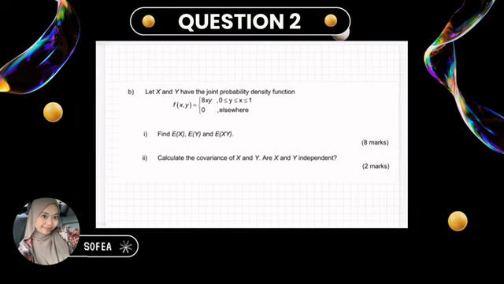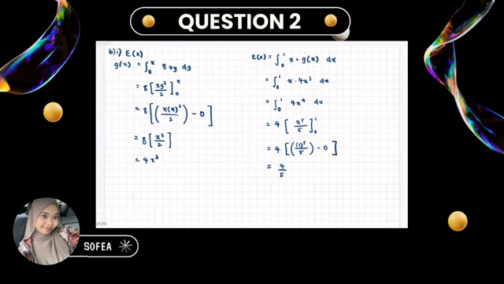Next is part B. So let x and y have the joint probability density function. This is the function and also the limit. So we have to find E(x), E(y), and E(xy). We also have to calculate the covariance of x and y, and also whether x and y are independent. So the first one is to find E(x).